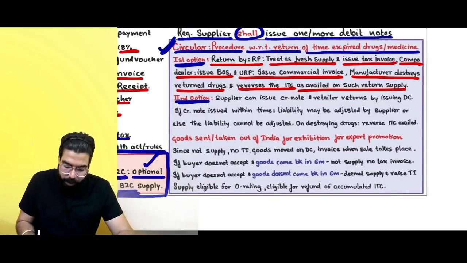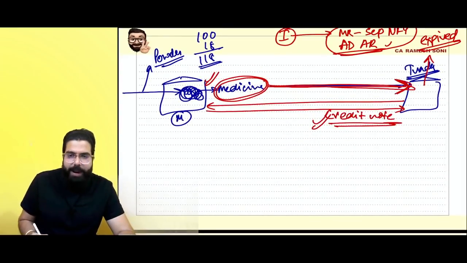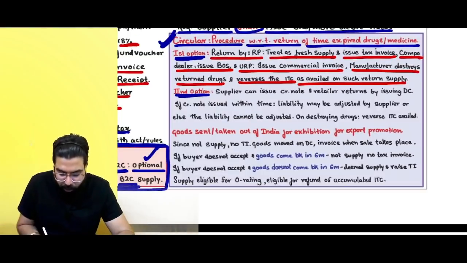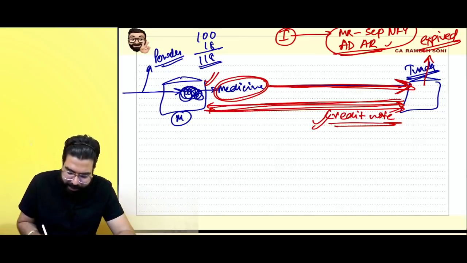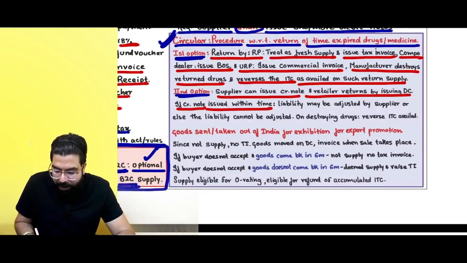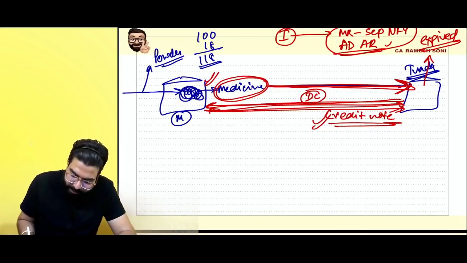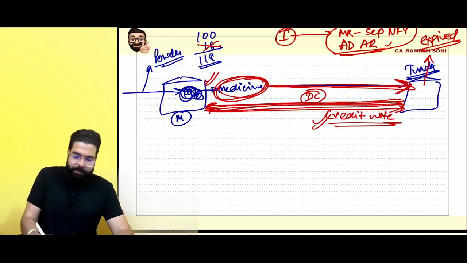Done. Sir, the second option is if the time has not expired, then when you have already supplied him, let him return it to you and you issue him a credit note. So it is what is being told. Supplier can issue credit note. When the retailer is returning, he will send it along with a delivery challan. If credit note is issued within time limit, liability may be adjusted, or else liability cannot be adjusted. On destroying the drugs, reverse the ITC. When he has returned the drugs, in this scenario, whatever ITC you had taken for the medicine also has to be destroyed by you. Done, sir. Point is clear.